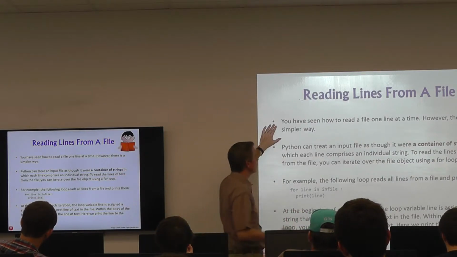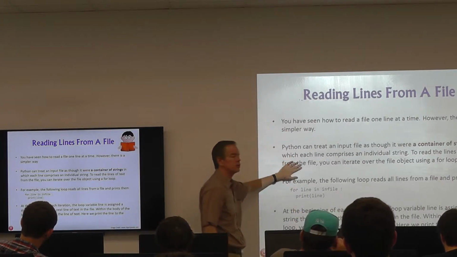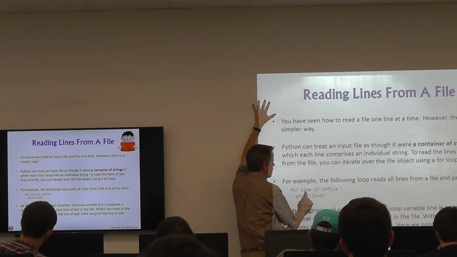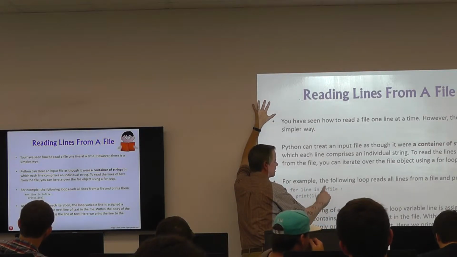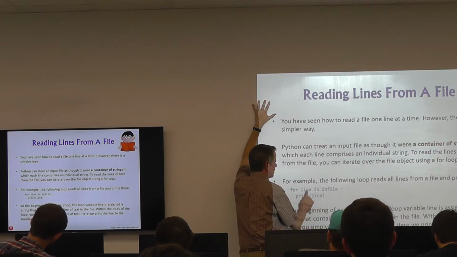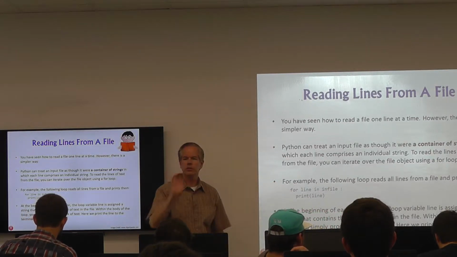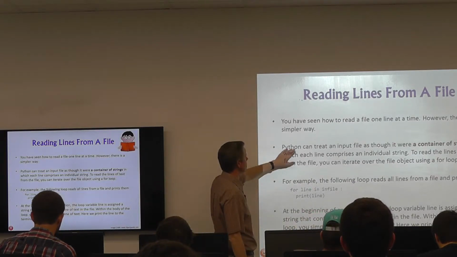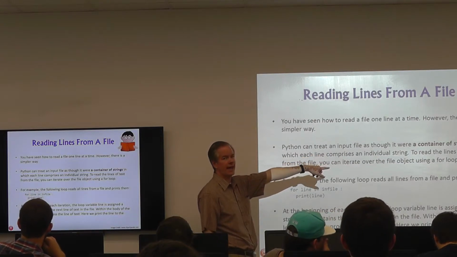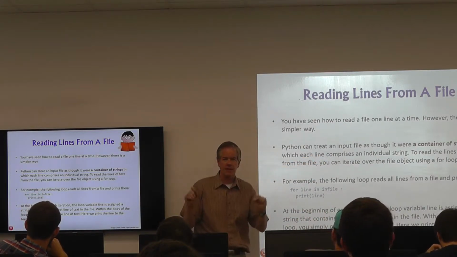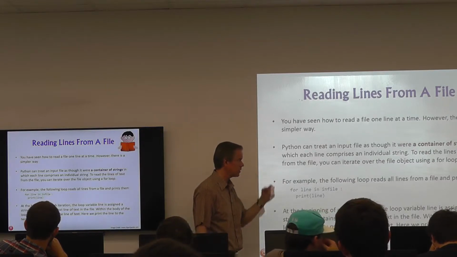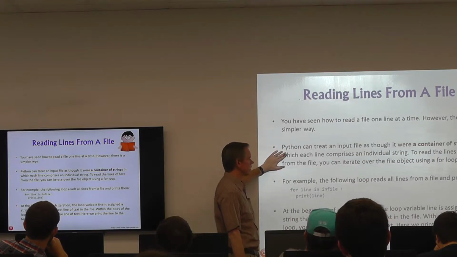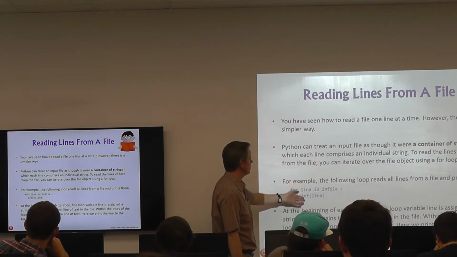Okay? So we figured out how to do that, but there's actually a simpler way. So instead of using readline or whatever it was, what we can do is come down and say for line in, and then the variable that's associated with the file, print line. So basically all we need is a for loop, and we can just reach in and grab out each individual line in that particular file. We can do this because Python can treat an input file as though it was a container of strings. Container is the magic word to say basically you're treating it like a list, a big honking list, in which each line comprises an individual string. So you just basically loop through it.